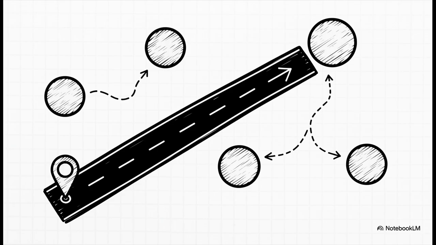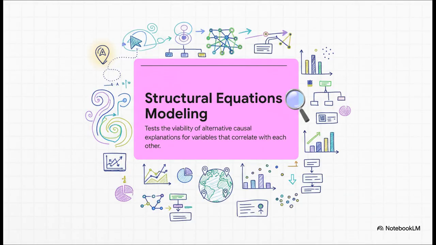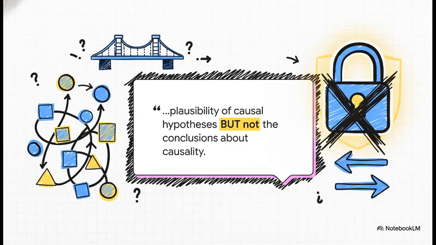And if path analysis is the GPS, then structural equations modeling, or SEM for short, is like the whole Google Earth suite. It is a much, much more powerful version that lets you test an entire complex theory, a whole map of interconnected ideas, against your real-world data just to see how well it holds up. But, and this is a huge but, here is the crucial warning label for this tool.